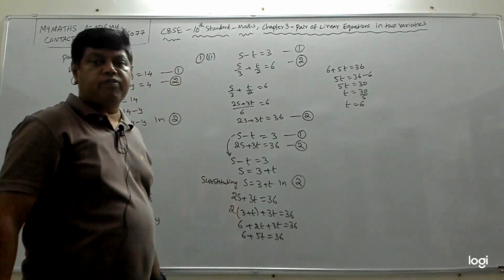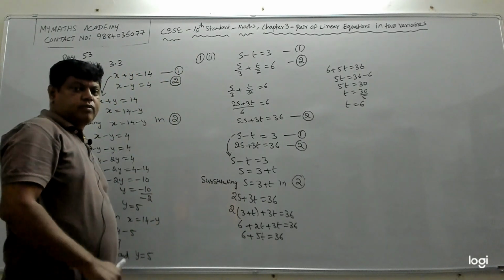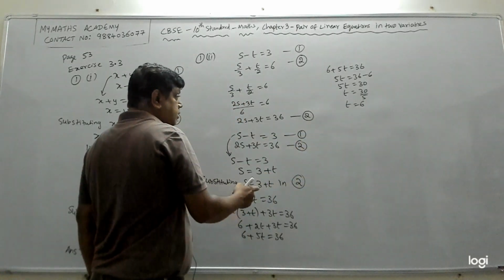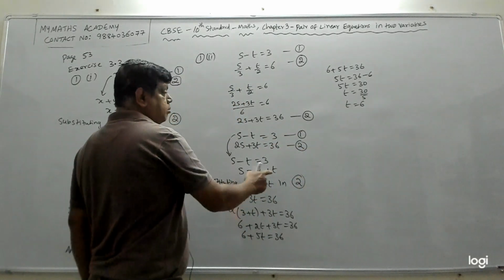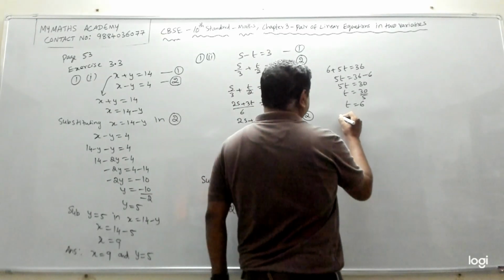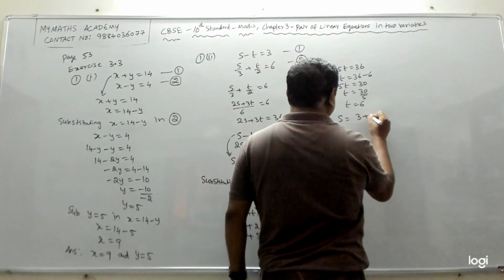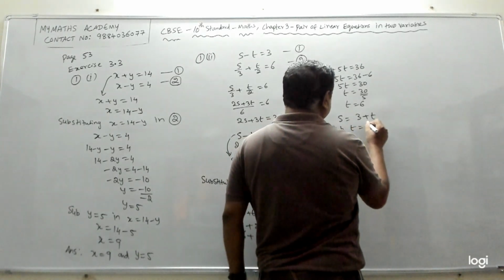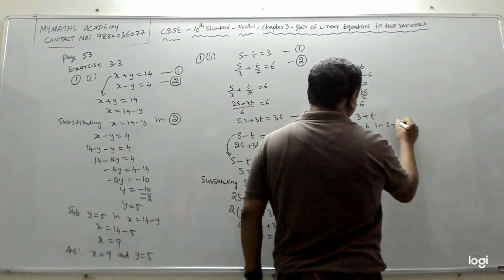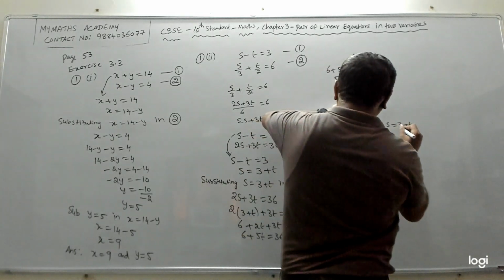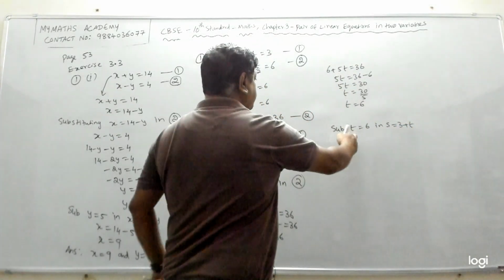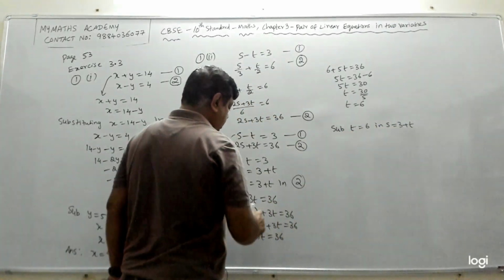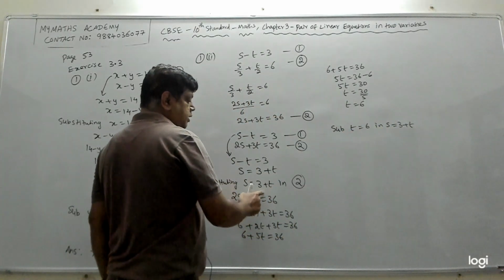Now we have found the value of t. Now we should find the value of s. Right? Now t equal to 6, substitute t equal to 6 in this, s is equal to 3 plus t. So we have s is equal to 3 plus t. Now substituting t is equal to 6 in s is equal to 3 plus t. Substituting t is equal to 6 in where? In this equation, s is equal to 3 plus t.